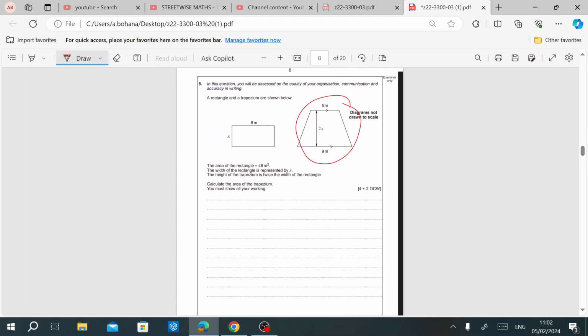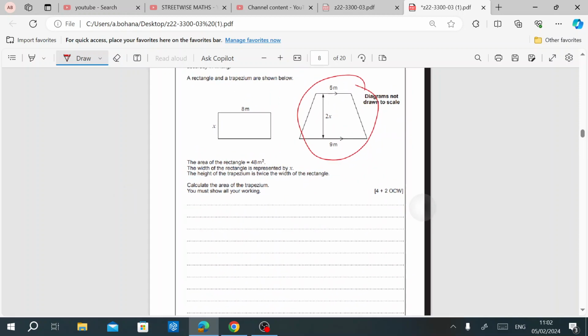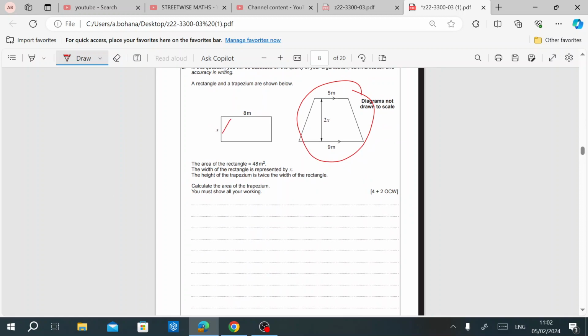So here we go. The area of the rectangle is 48. So therefore, if the area is 48, then 8 times x, 8x is equal to 48. So x must be equal to 48 divided by 8. So x is going to be equal to 6. Why do we need to know that? Because it says the width of the rectangle is represented by x. The height of the trapezium is twice the width of the rectangle. So this here is 2 times x, which is 6.